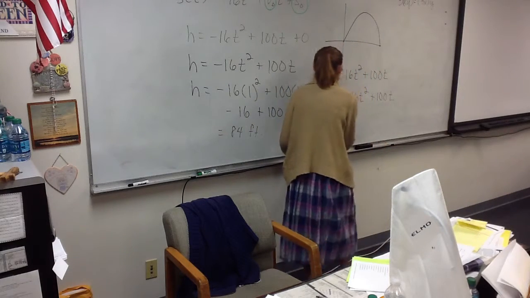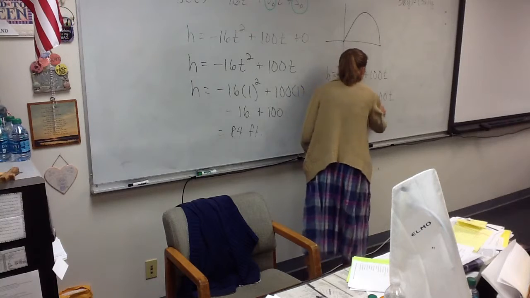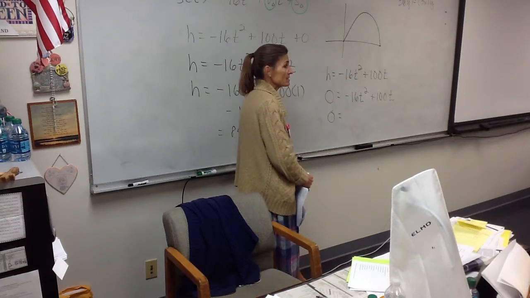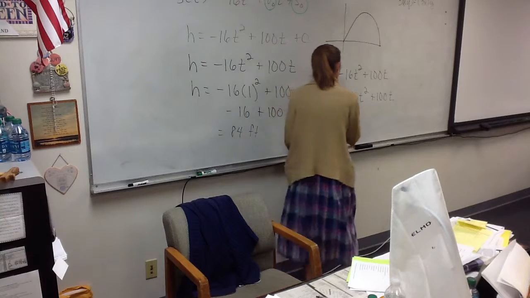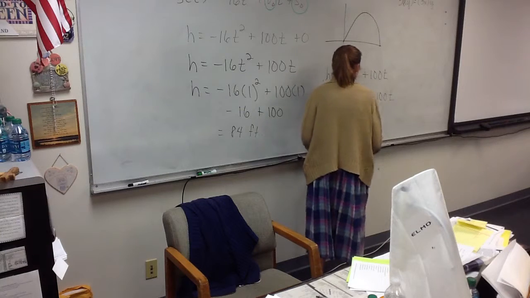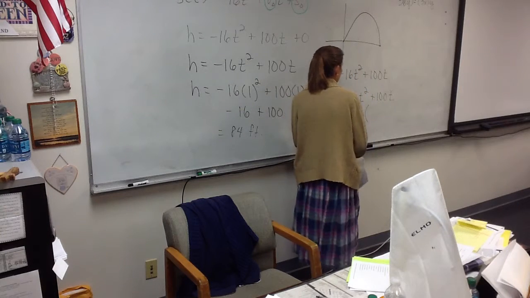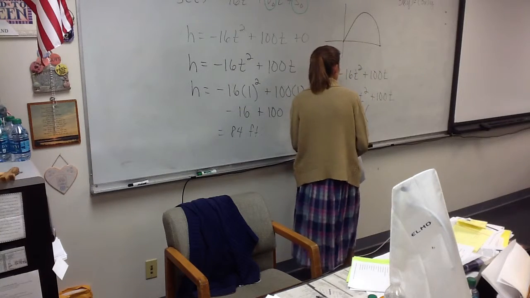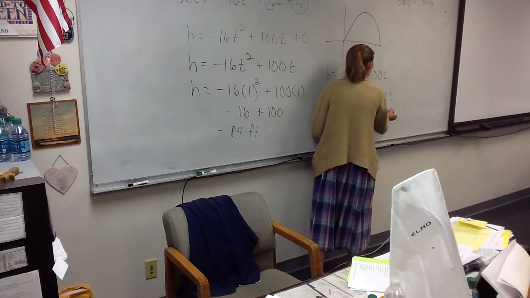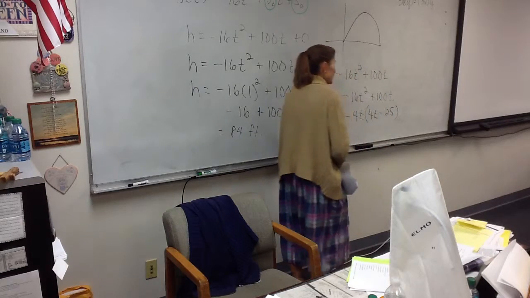So I would just look at that and I would say, what can I take out of 16 and 100? I can certainly take out a t and a 4. So I'm going to pull out a negative 4t. I'm going to go ahead and pull that negative out. And if I pull out a negative 4 and a t, what will I be left with here? 4t minus 25. Very, very good.